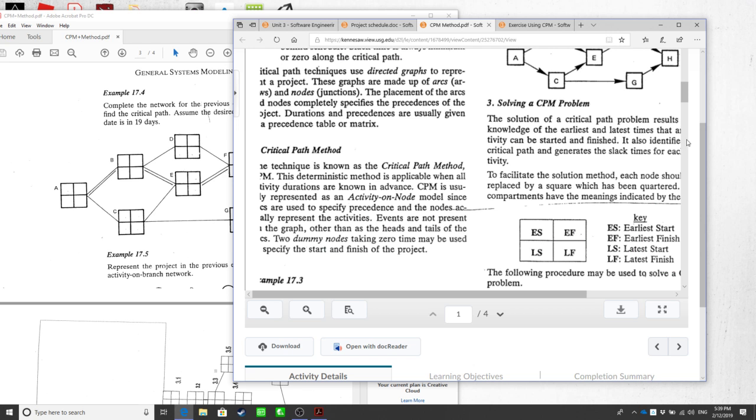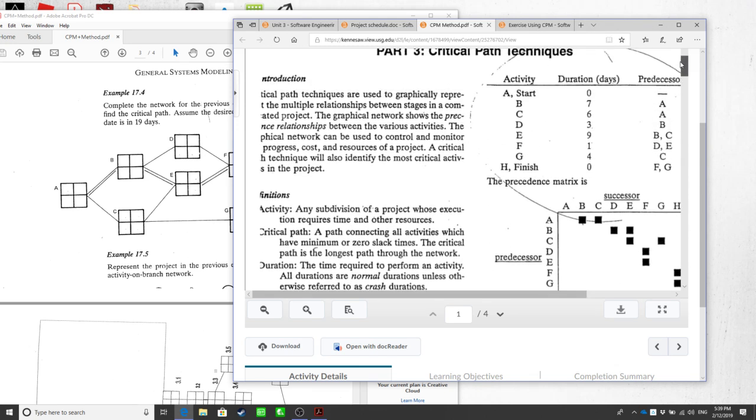Okay, it's fine. So you remember the ES, EF on the top, the LS and LF on the bottom, of each cell. So the first step says we need to put the 0 at the starting point, okay? Since A is start, the duration of A is 0, right? So here the early start time of A is 0, right?